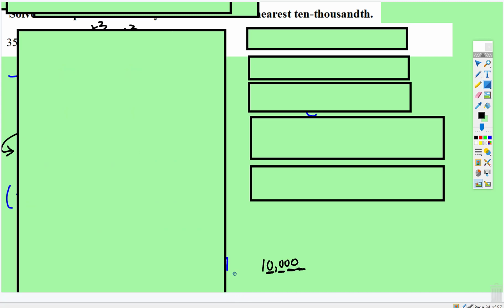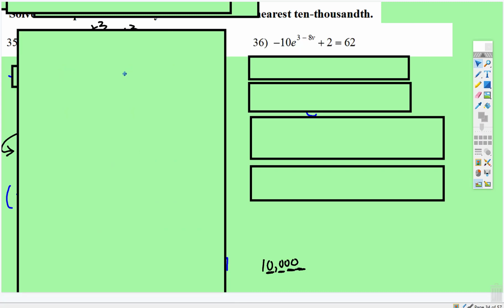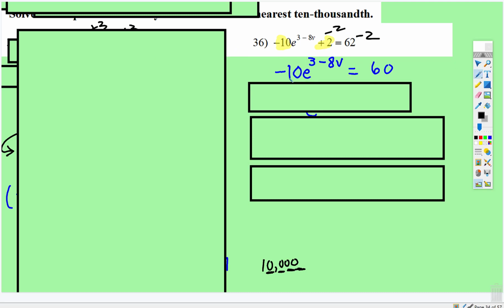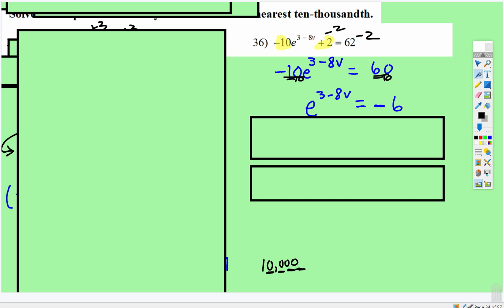Look, it must be shorter. Not as many steps. So we still have 2 outside things to do. We have an attached negative 10 and an unattached positive 2. So we subtract first. Then we divide both sides by negative 10. And then this is where, oh yeah, we take the ln of both sides. And then this would go down in front.